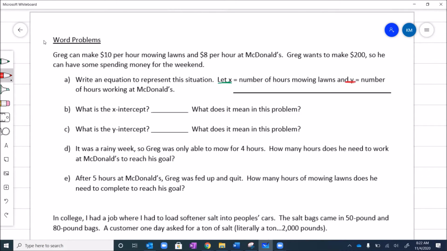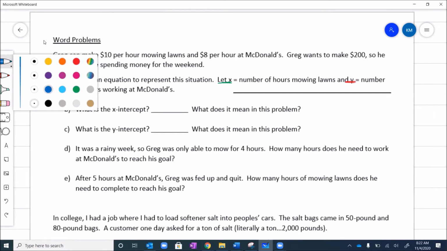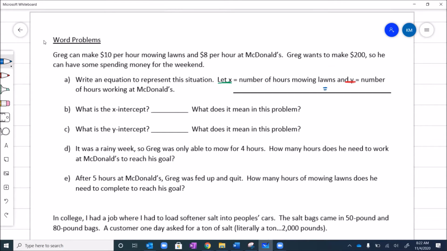Colors will help me out. As we look at this, we are going to set this up a little bit differently than we're used to, but we know that our goal for this problem for Greg is to make $200. That's what we want our total to be. Notice that we have 2 variables because X and Y aren't just time, it's time spent doing. X is time mowing lawns. Y is time working at McDonald's. And they both have numbers that go with them.